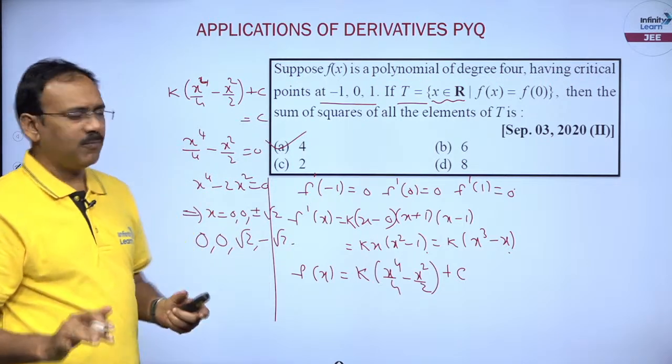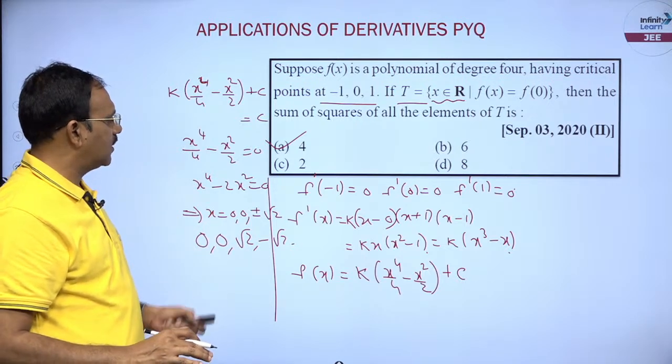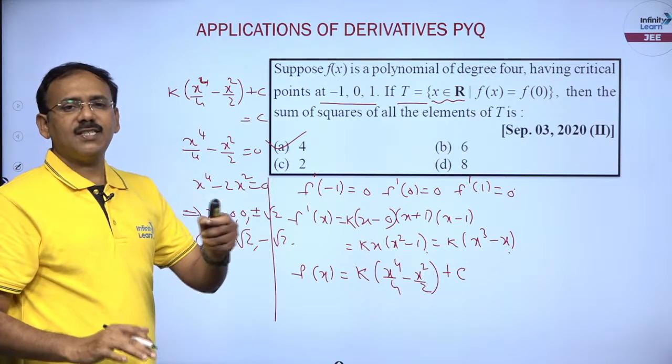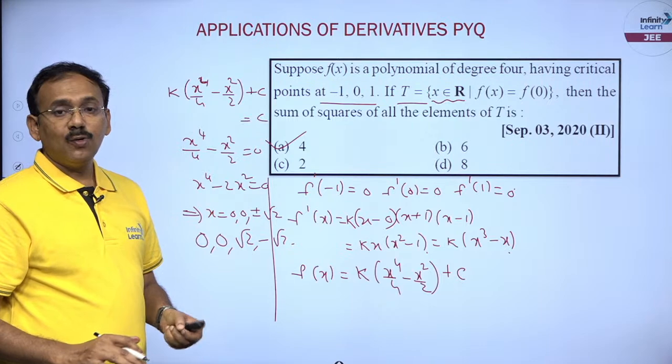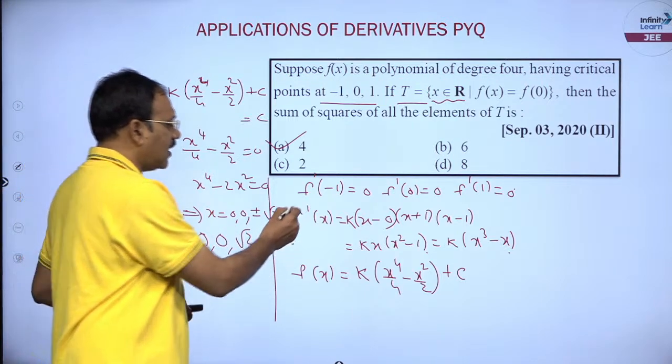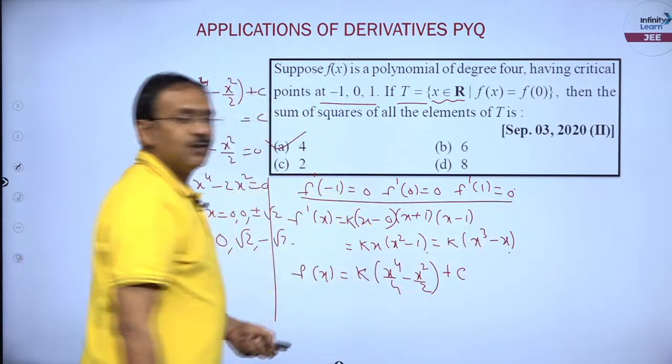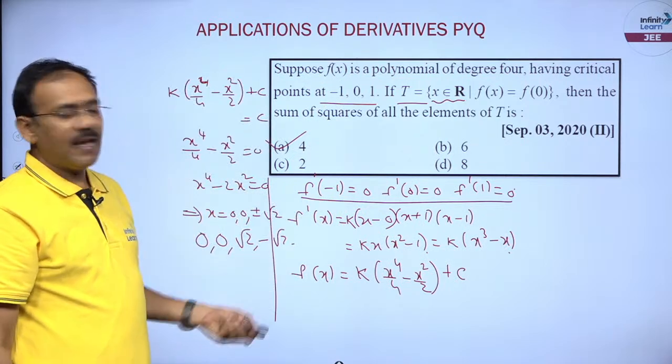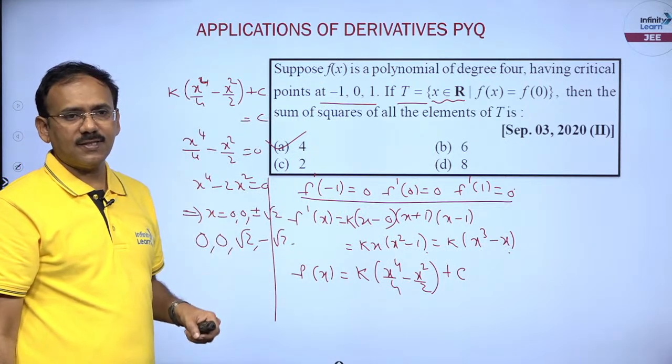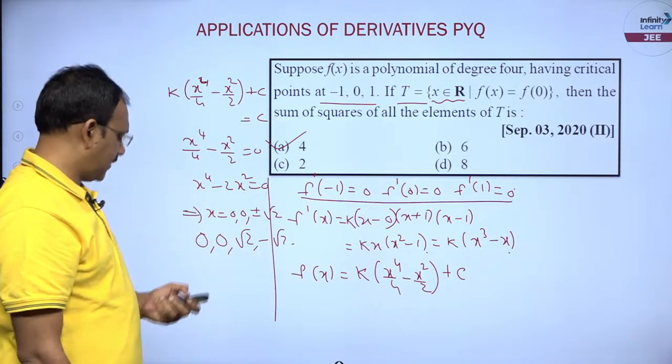What an easy problem. You just see, dear students, f of x is some polynomial whose derivative's 3 roots are given indirectly. You form f dash x, accordingly you find f of x, okay, right.